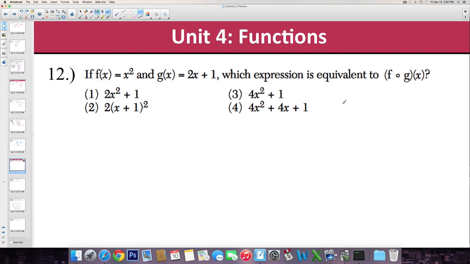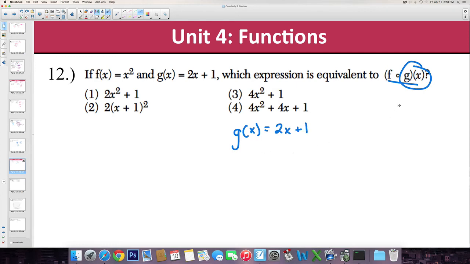Okay, so we have functions. We have a composition. So we know f of x is x squared, g of x is 2x plus 1. We want to do f of g of x. So first thing we'll go ahead and do is g of x. So we're going to take x and substitute it in for x. So g of x turns out to be 2x plus 1.